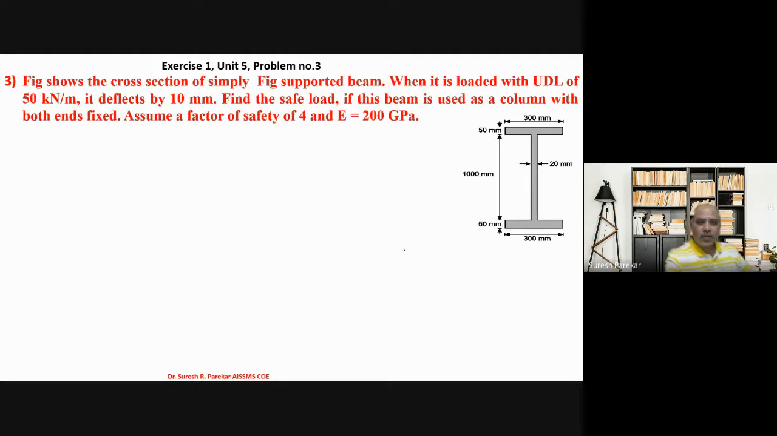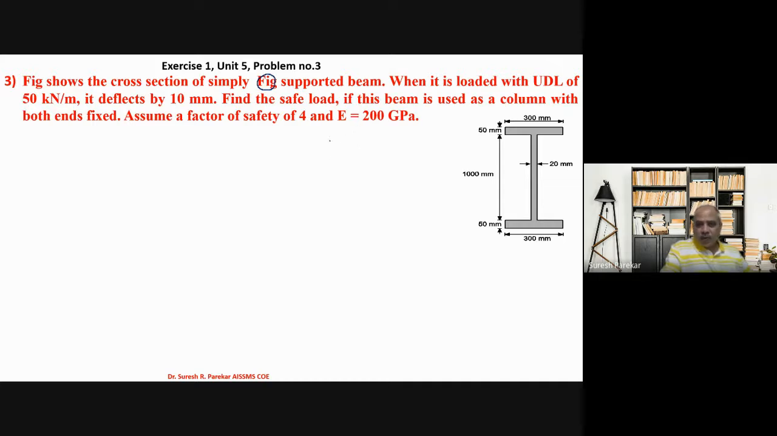We have a figure that shows the cross section of a simply supported beam. When it is loaded with a UDL of 50 kilonewton per meter, it deflects by 10 millimeter. Find the safe load if this beam is used as a column with both ends fixed. Assume a factor of safety 4 and E equal to 200 GPa.